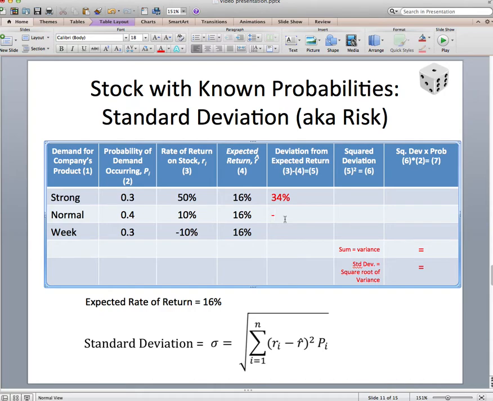Negative 6%. And negative 10 minus 6, or minus 16%, is negative 26%. Now, we took Ri minus expected return R in each of these cases, and now we square it. So we take 34% and square it, which is 0.1156.